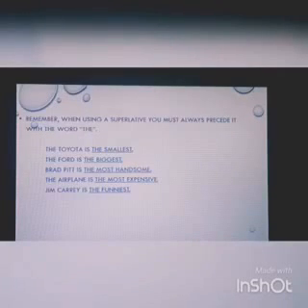Remember, when using a superlative, you must always precede it with the word the. The Toyota is the smallest. The Ford is the biggest. Brad Pitt is the most handsome. The airplane is the most expensive. And Jim Carrey is the funniest.